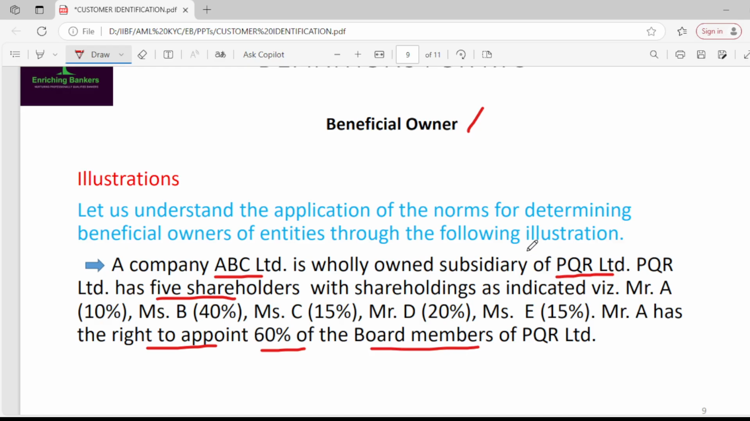Now we have to identify beneficial owners in this illustration. Okay. So to determine beneficial owners, we need to check who fulfills the given norms and criteria.